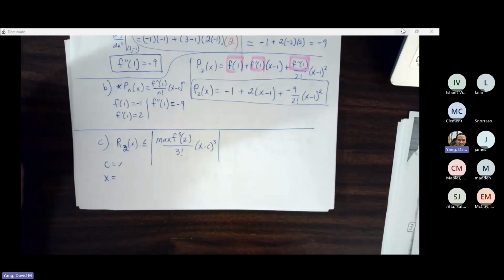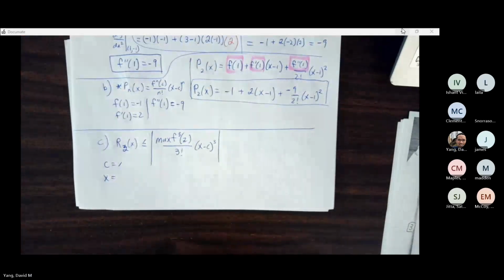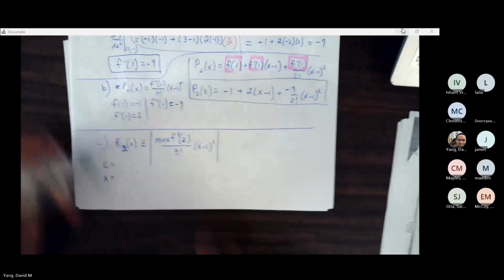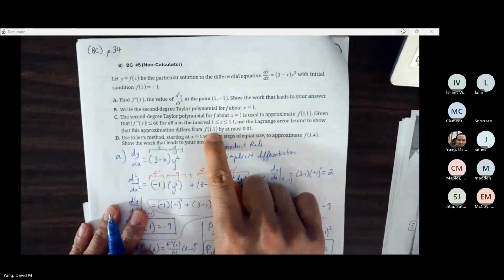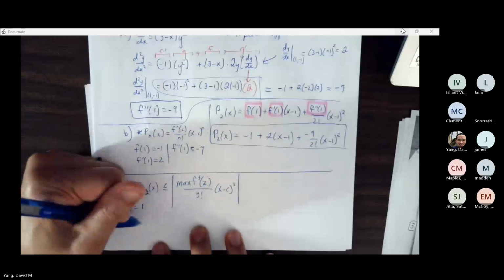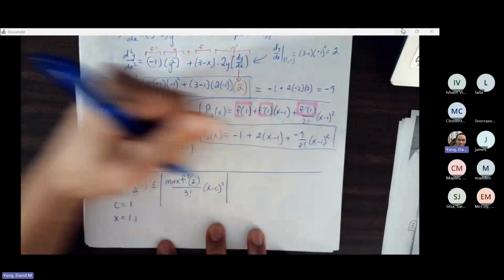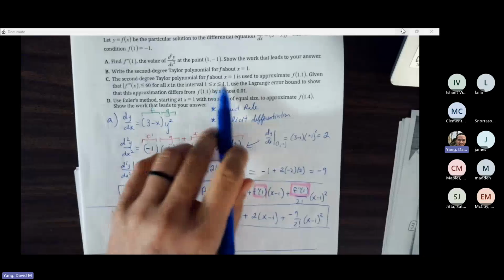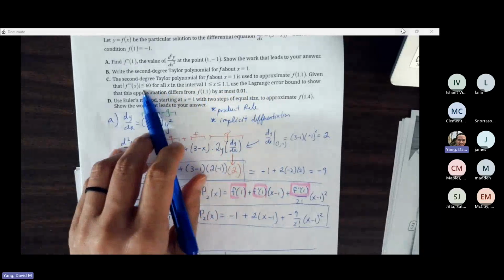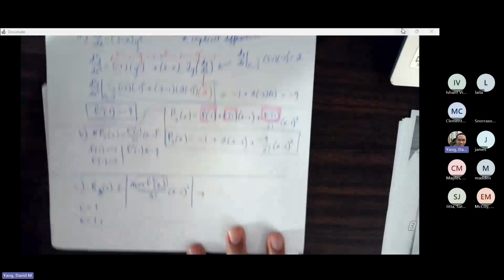So we know that we're centered at 1. That's our c value. We know our x value is 1.1. And then we know the max is going to be 60. So let's just plug everything in that we see here.